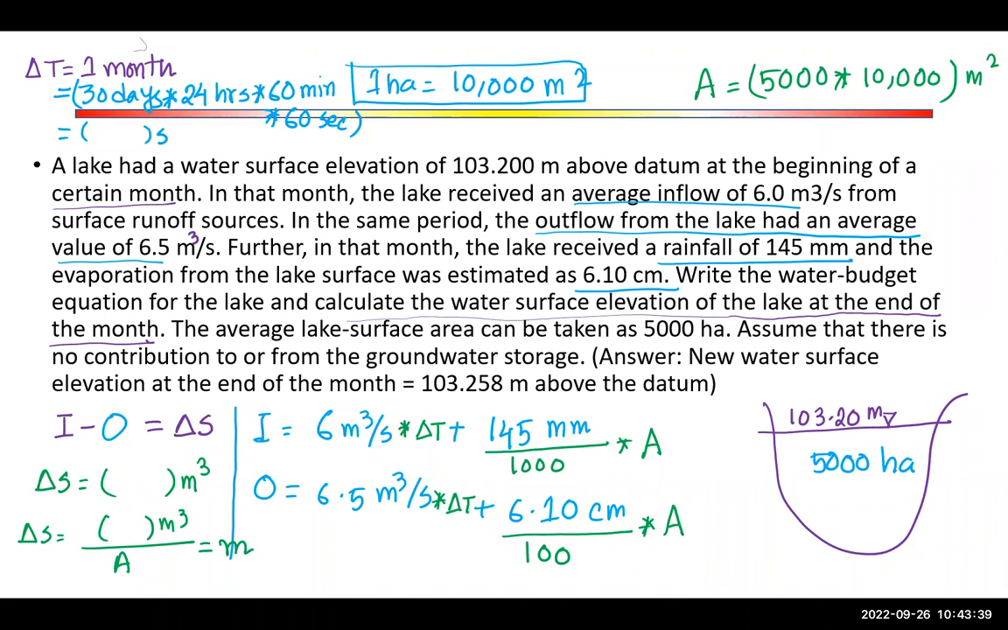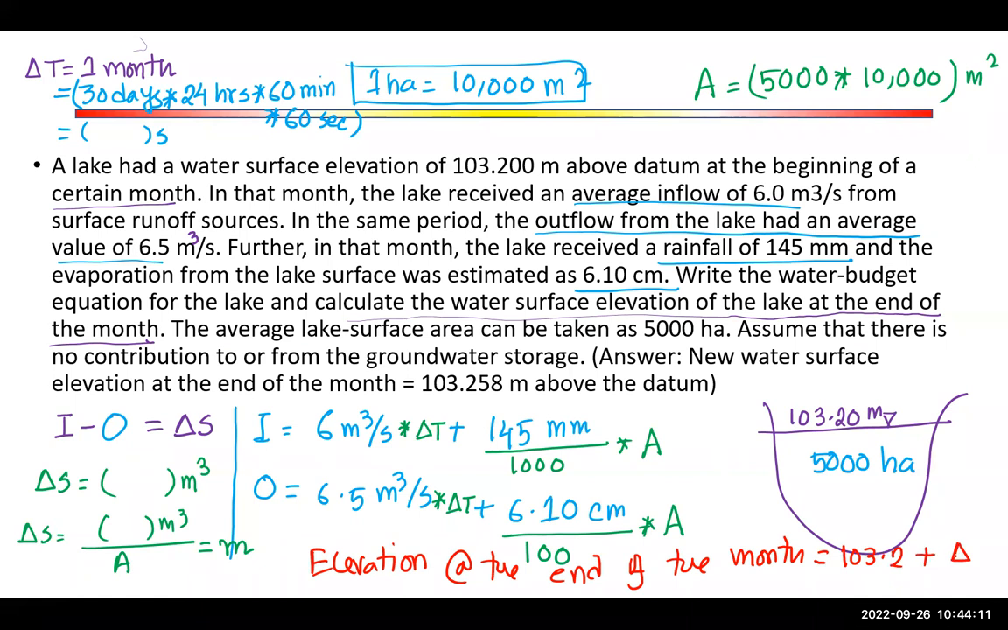And if it's positive, that means surface elevation is increasing. And if the delta S is negative, that means surface elevation is decreasing. So what you will do, the very last line, elevation at the end of the month is 103.2 plus delta S. Whatever is positive, negative, whatever it is, it will take care of it. So that is question number 5.